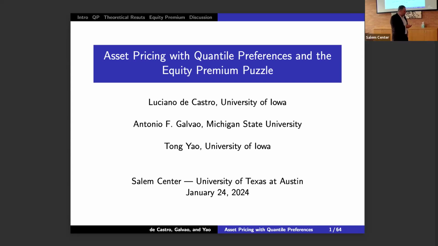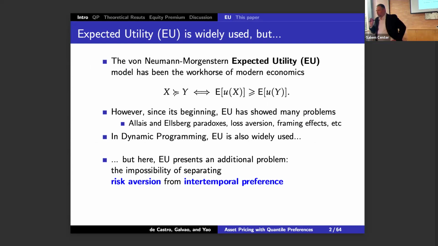I would like to start by talking about expected utility, which most of you, at least if you have seen something on economics, have worked with. What's expected utility? Expected utility is a way to choose between risky lotteries. If I present you X and Y, just two lotteries, think about gambles, you're going to prefer X over Y if the expected utility of X is greater than the expected utility of Y.